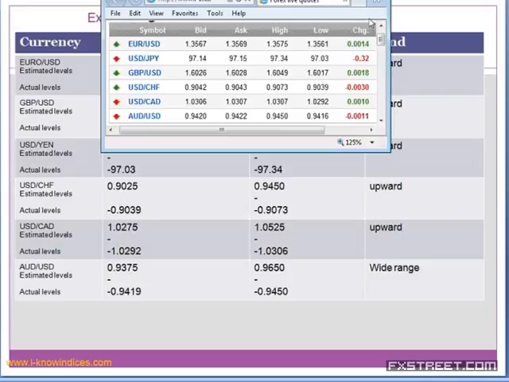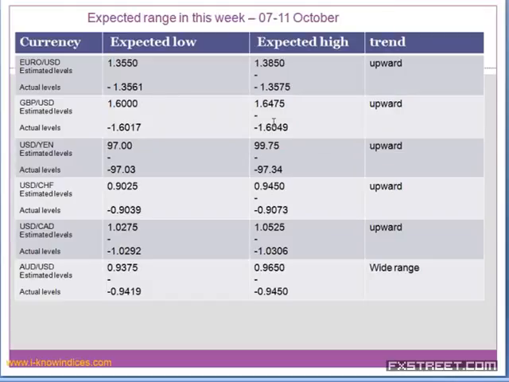So these are all the... they made the drop, instead of 1.65, they made the drop to 1.60 when it was around the 1.61 level.